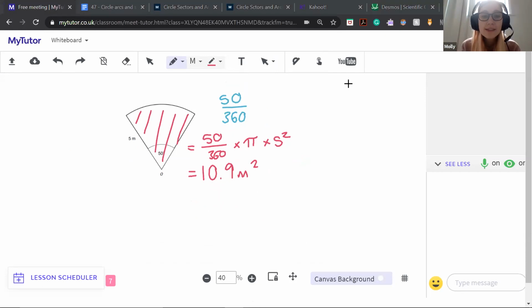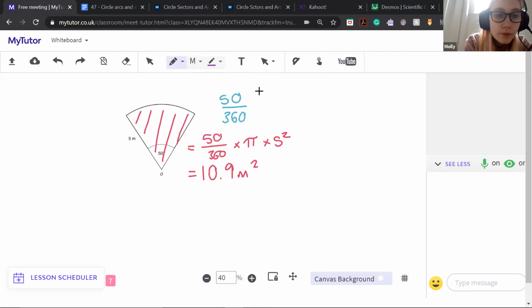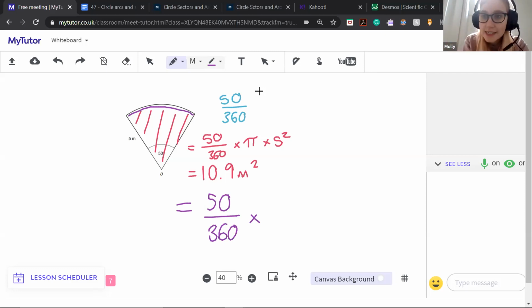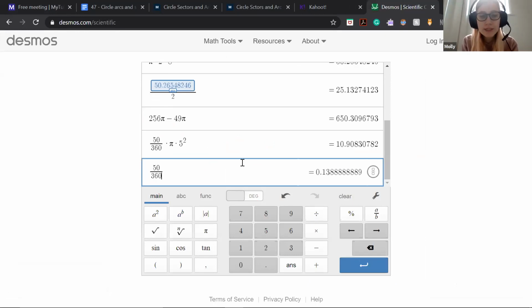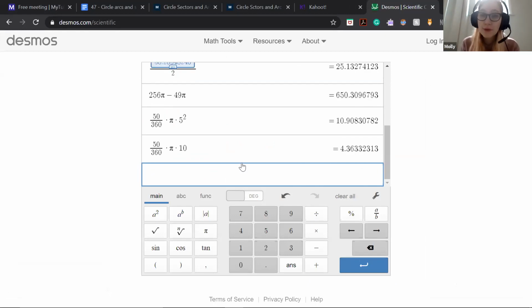Okay, so we can do exactly the same thing for the arc length. So this bit at the top. Again, we can work out the full circumference, and then it's only 50 of those 360 degrees, so we do the same thing again. Now we know that the circumference is pi d, so pi times 10, because if the radius is 5 meters, the diameter d has to be 10 meters. So let's do this. 50 over 360 times pi times 10. 4.36.